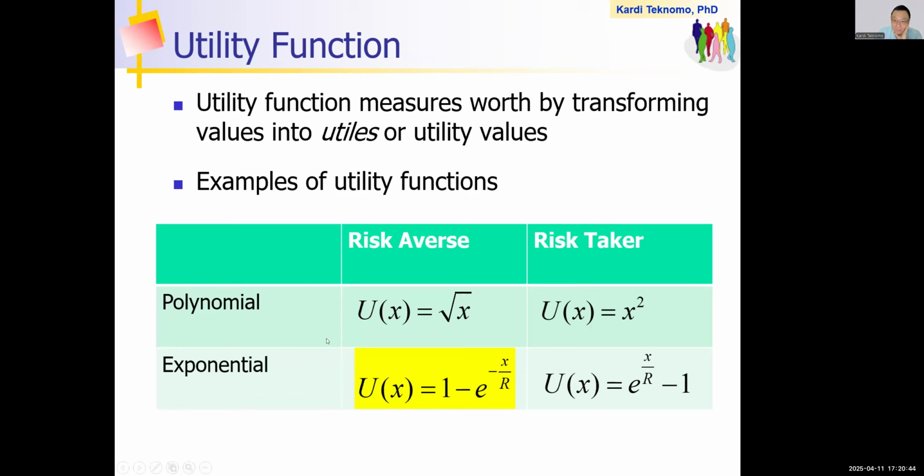So here are the most used utility functions. Let's discuss these functions. Number one is the polynomial function. The second one is the exponential function. If you are using a polynomial function and your risk attitude is risk averse, you can use the square root of x. Remember, x is your payoff. But if you are a risk taker, you can use x squared.